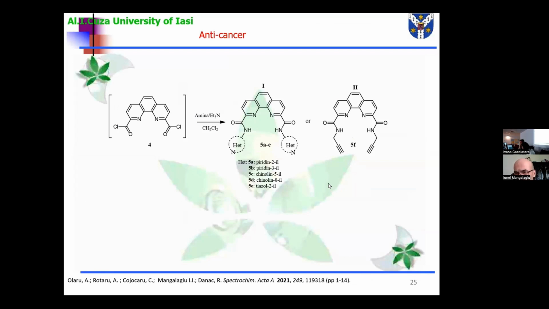And having in view those results, we decided to move a little bit further and to combine the potential of the phenanthrolenic ring and merge it with another heterocycle, a pyridinic one, a quinolinic one, or a thiazolic one, via this amidic bond, the linker. And also, in some cases, we obtained this phenanthrolenic ring with a triple bond, which allowed us to do some click chemistry, and we did it.